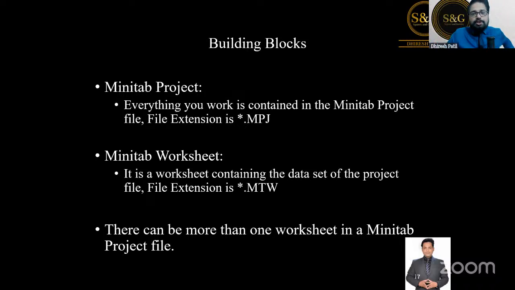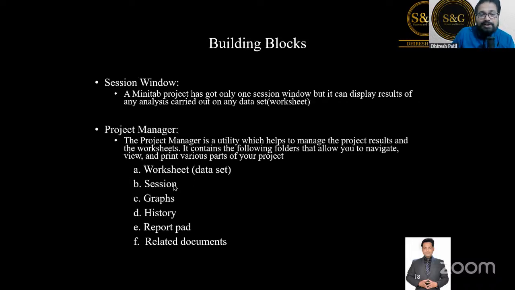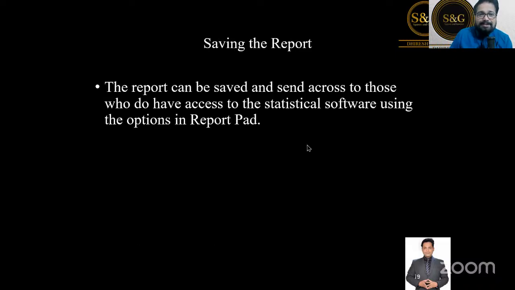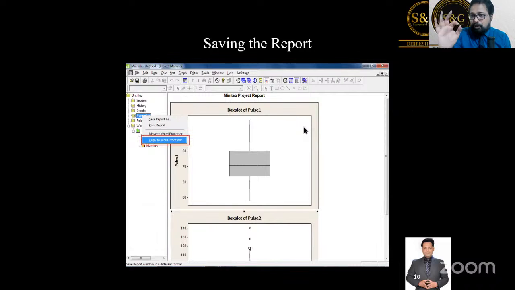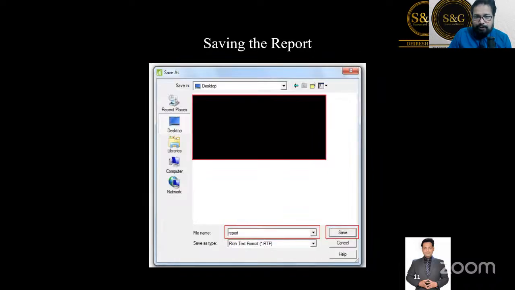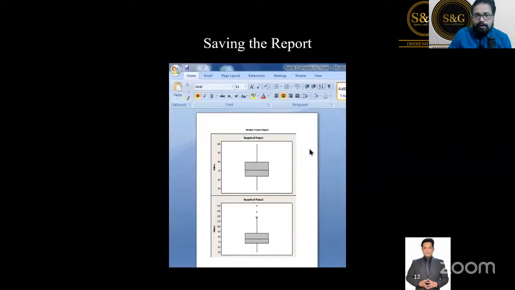So more than one worksheet also you can save. So what you can save? Worksheet, sessions folder, graphs, history, report pad, related documents, everything you can put in the MPJ file. See, as you progress, I don't want to put all these things. Saving the report, we have already seen, correct? The best part is saving the report in the Word document or the PowerPoint presentation directly. That we have already covered. So this way you can cover that.